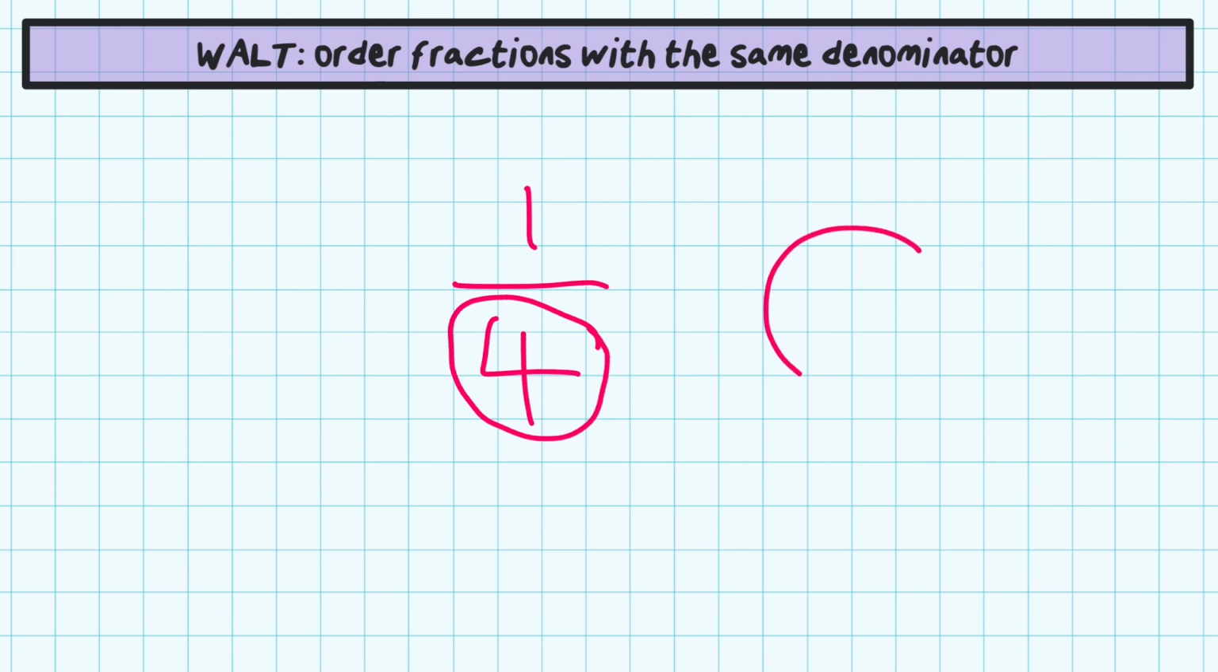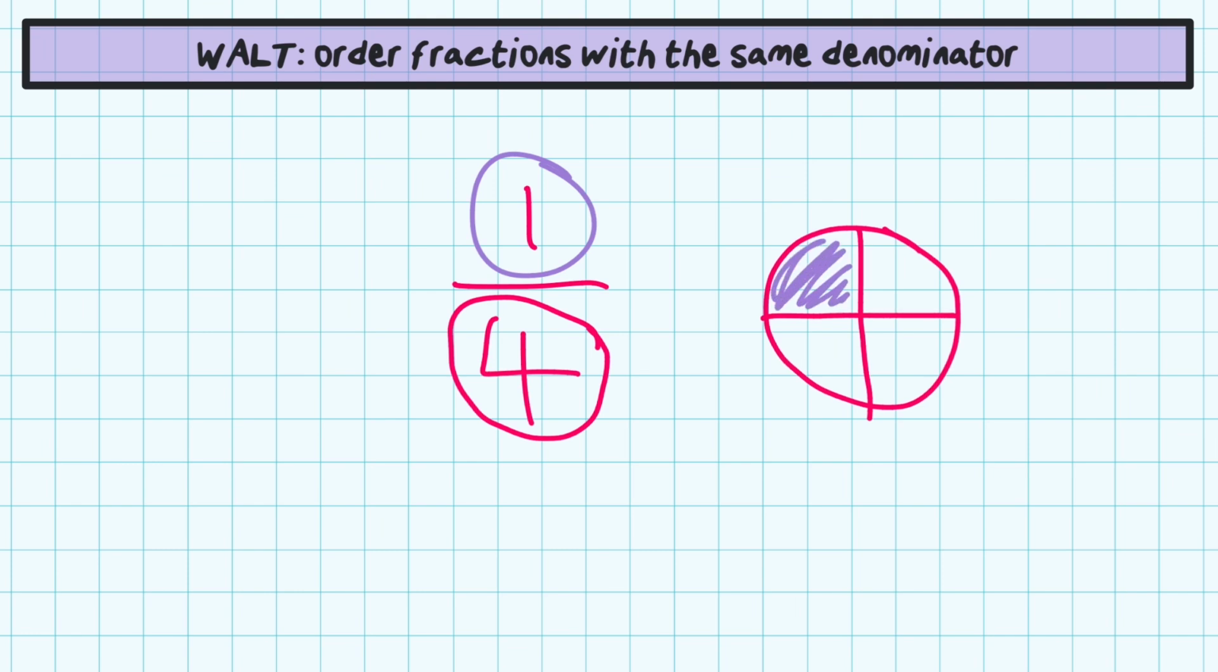So if we had a cake, and our denominator is 4, we have split our cake into 4 pieces. And our number at the top here, this is our numerator, and this is the number that's going to change today. In this number here we have 1, so we have 1 piece coloured in out of 4 total pieces. So 1 out of 4 is 1/4 or a quarter, as some people call it.